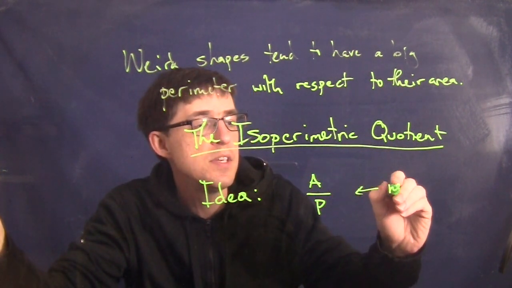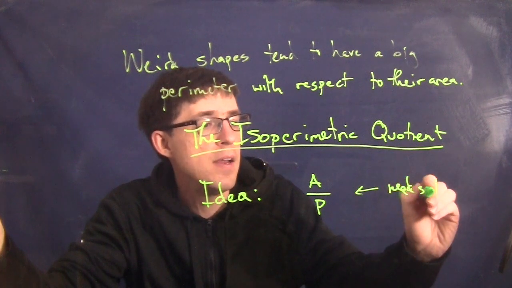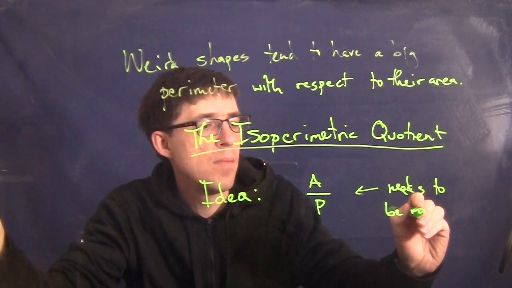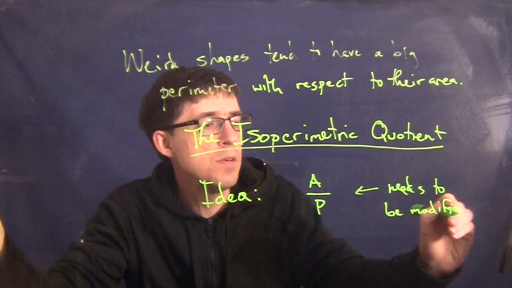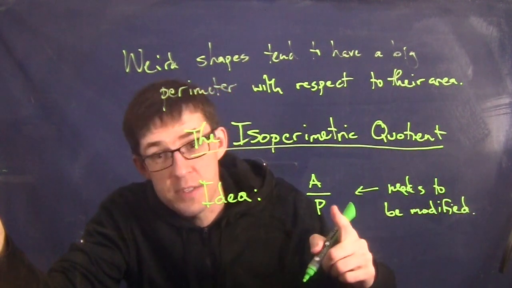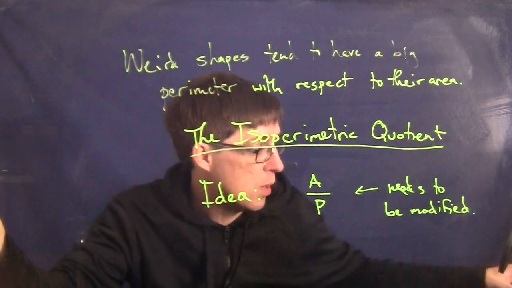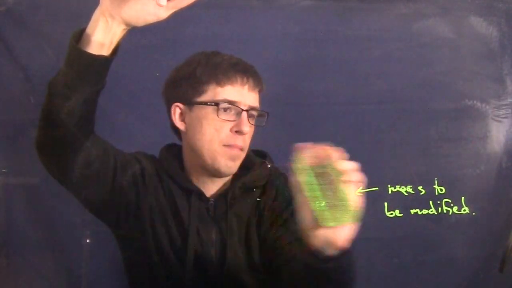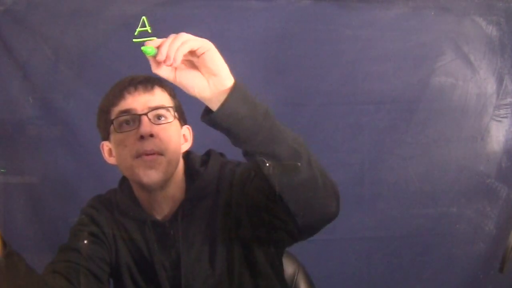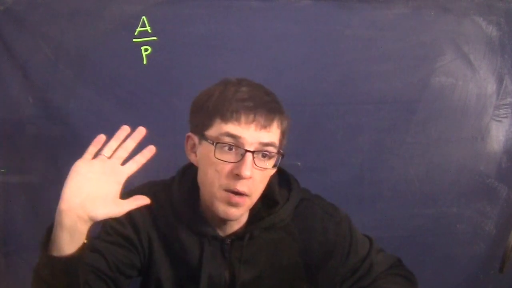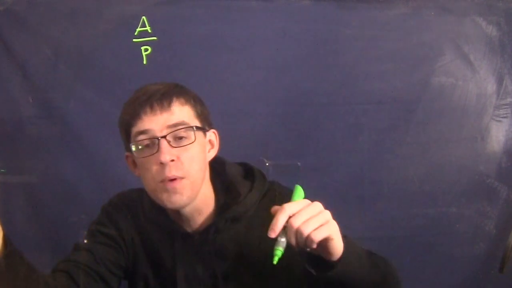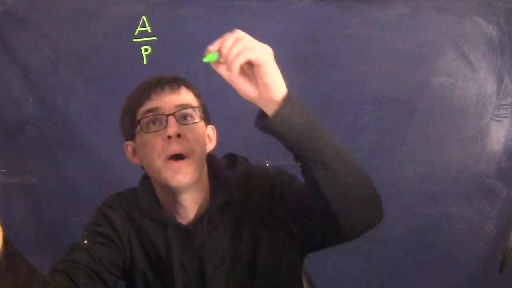Actually, this needs to be modified as far as formulas go. This formula is not a sensible formula geometrically, and I'll tell you why. So what's wrong with just doing area divided by perimeter? I mean, this more or less is what we want to measure. It's the ratio of the area to the perimeter. What's wrong with that is, I'll just show you by an example.